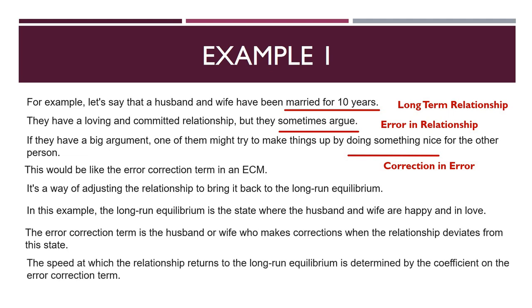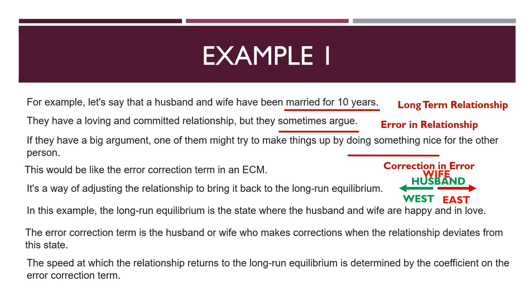So the speed at which the relationship returns to its long-term equilibrium is determined by the coefficient on the error correction term. Okay, let me give you a small example with husband and wife. Let's say a wife is saying we should organize some trip, and she says let's move towards the east. We have to explore the east and we will make our trip towards the east direction. But now the husband comes into the picture. He says, no, I am going to go for the west direction.